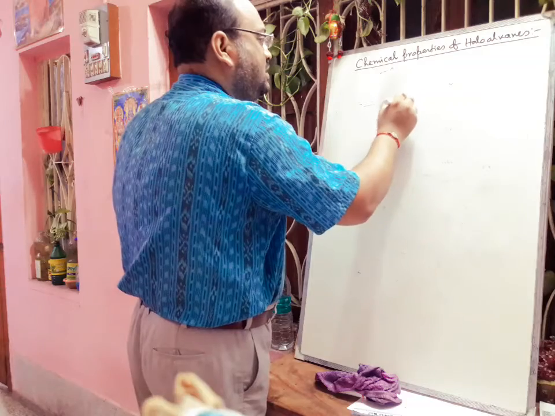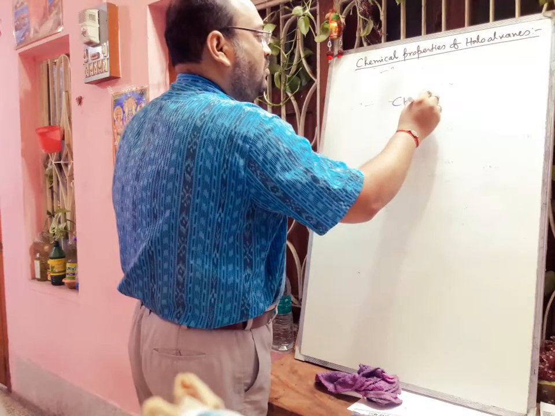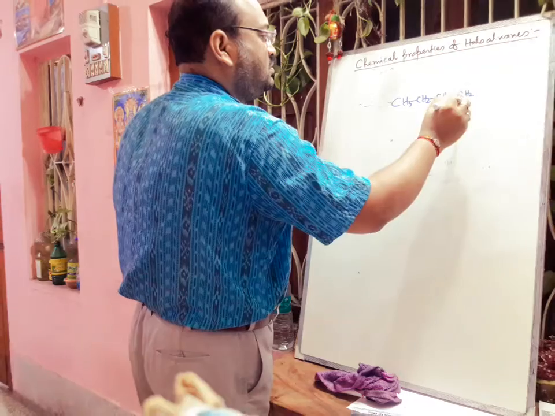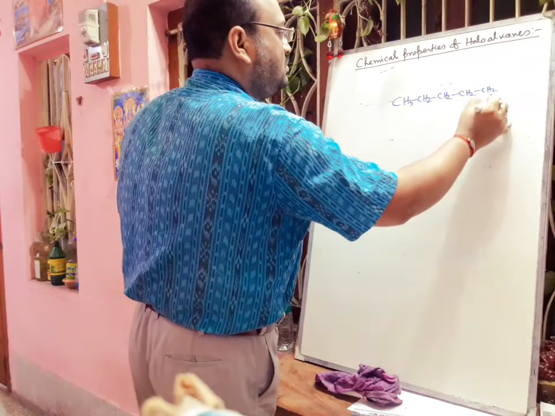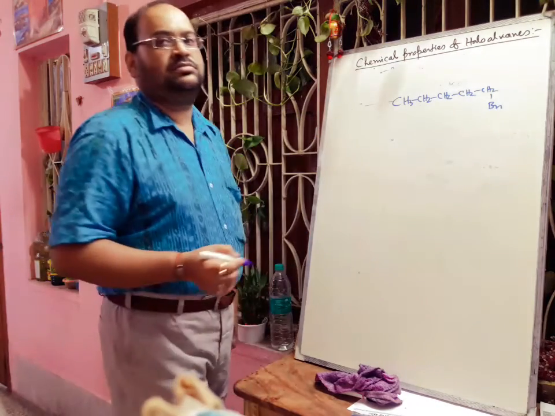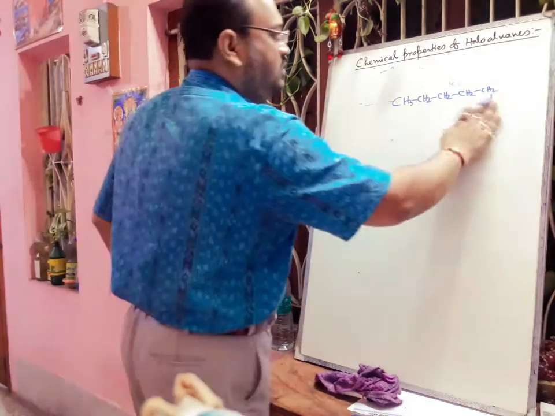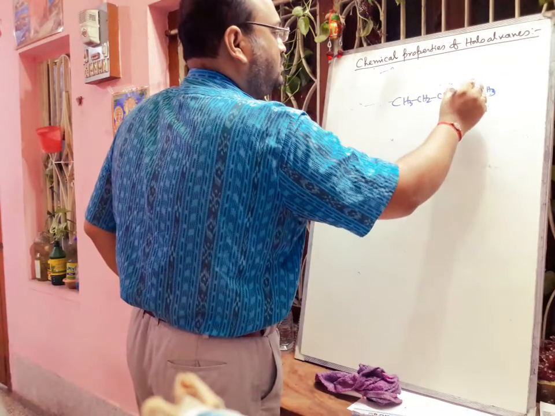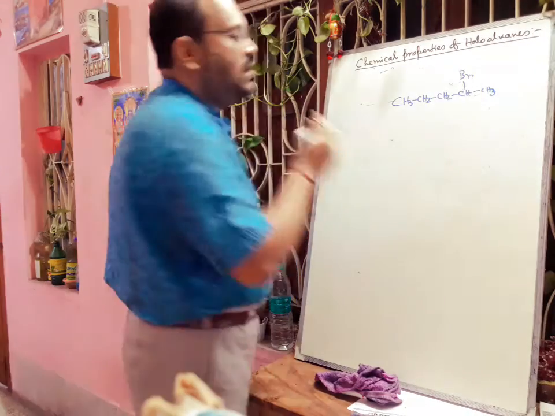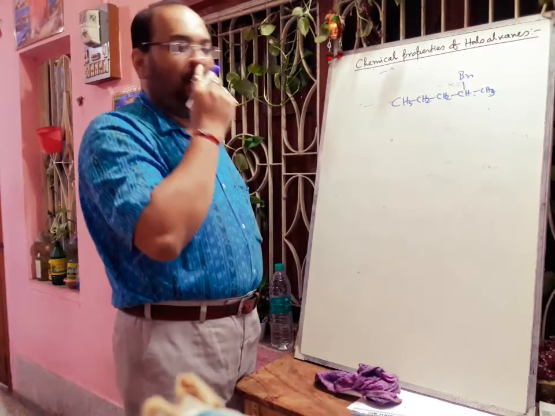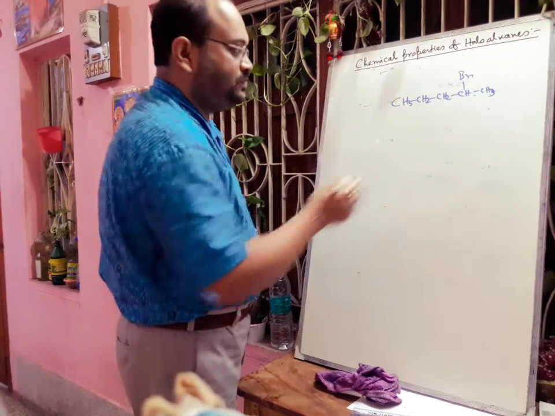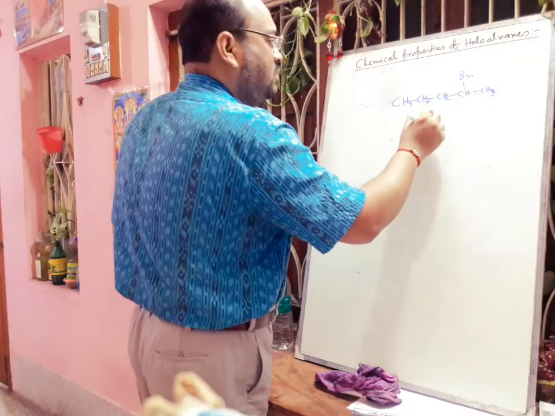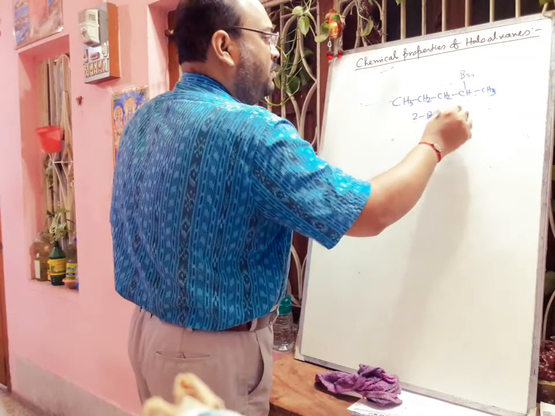Suppose we are drawing this type of molecule. Here we have to take this bromine in the middle. Now the name of this molecule is 2-bromopentane. This is 2-bromopentane.